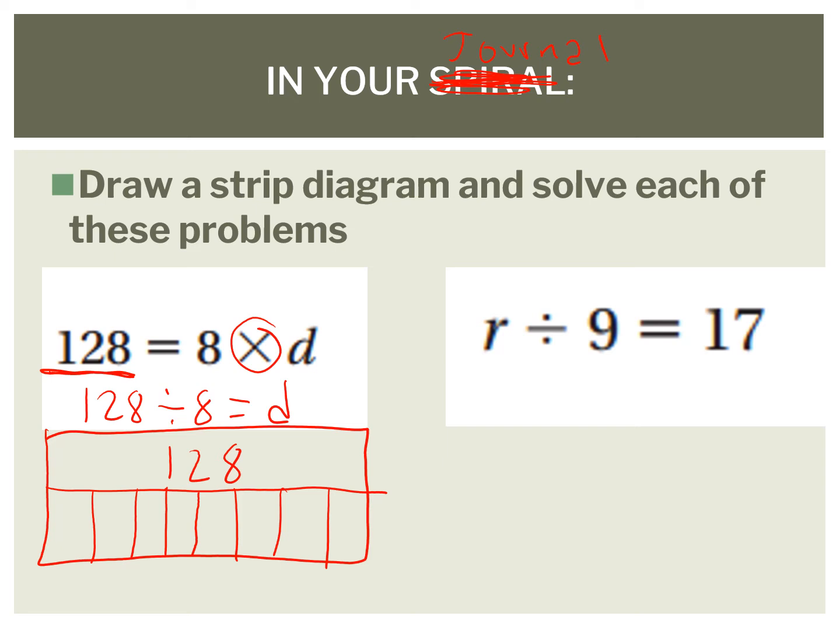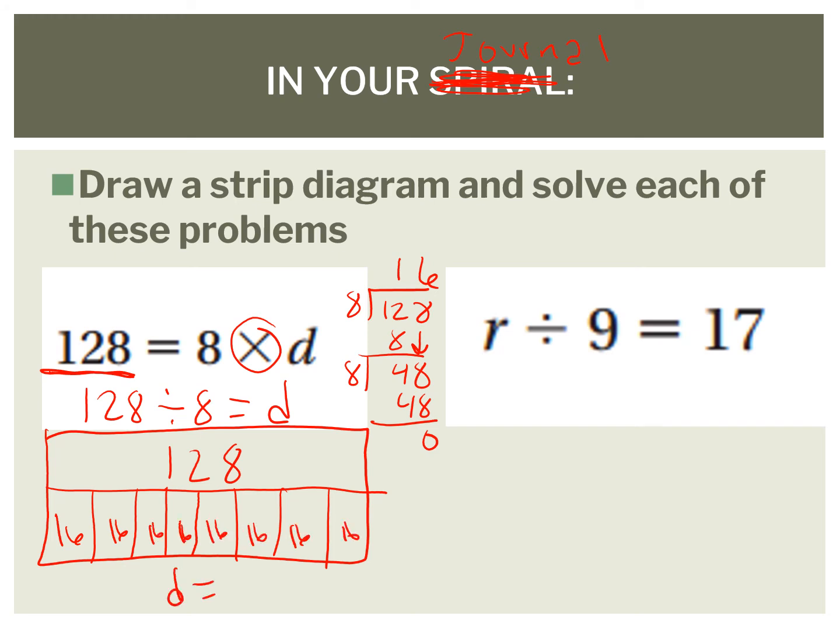So how many times does 8 go into 128? Here we can do the division. 8 goes into 12 once. That gives me 4. Bring down the 8. 8 goes into 48 6 times. 8 times 6 is 48. 0 left over. So I have 16 on each strip. So D equals 16. All right. Do the second one. We can pause whenever you need to pause.